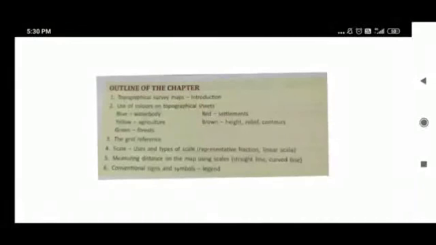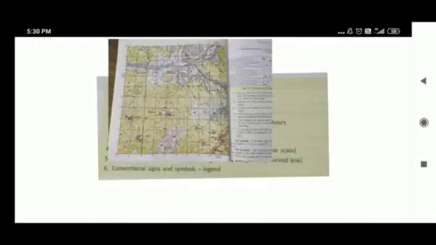The first point is topographical survey map. Now here you have a map in front of you. This type of maps are known as topographical maps. That is a new part for you all. Slowly you will understand the things shown in this type of maps.